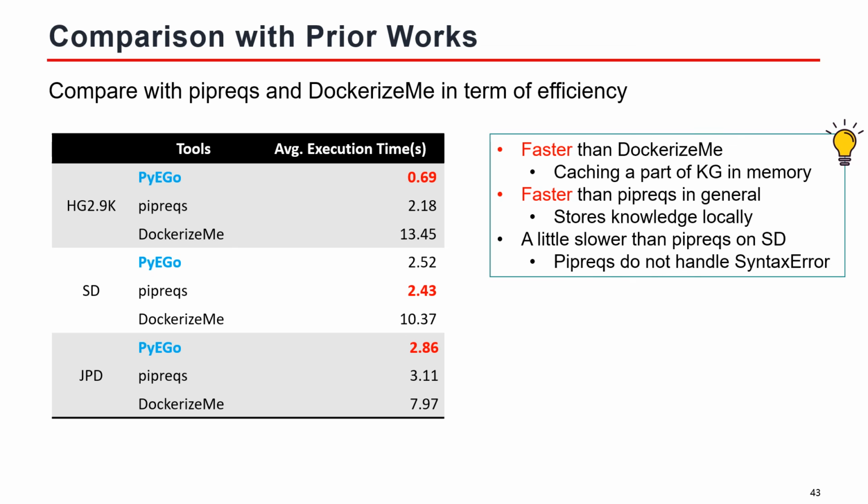Because we cache a part of the knowledge graph in memory, PyEagle runs faster than pipreqs in general, because we store knowledge locally, while pipreqs needs to query PyPI for versions of packages. PyEagle runs a little slower than pipreqs on the whole SD because pipreqs exits immediately when encountering a syntax error during feature extraction. But PyEagle tries changing the Python interpreter version and extracts its features again.